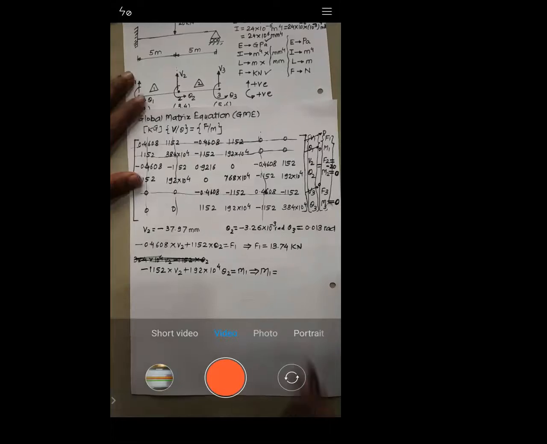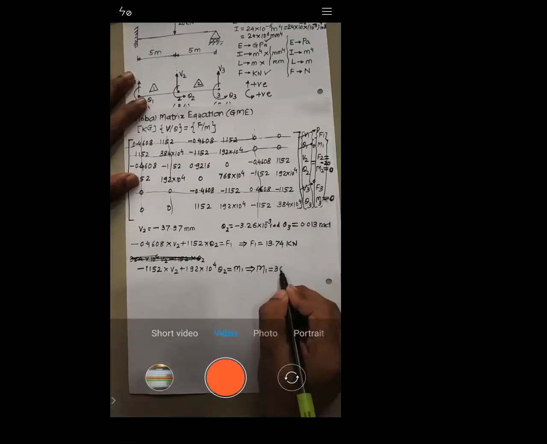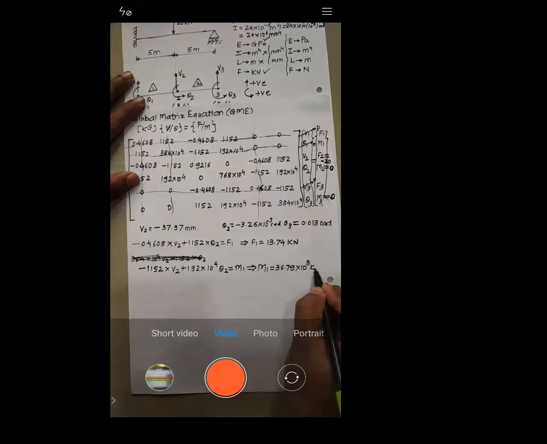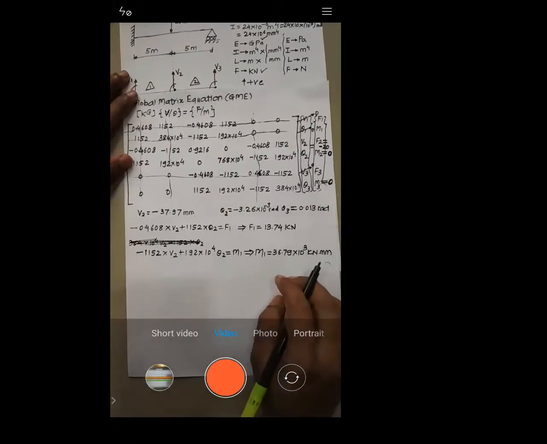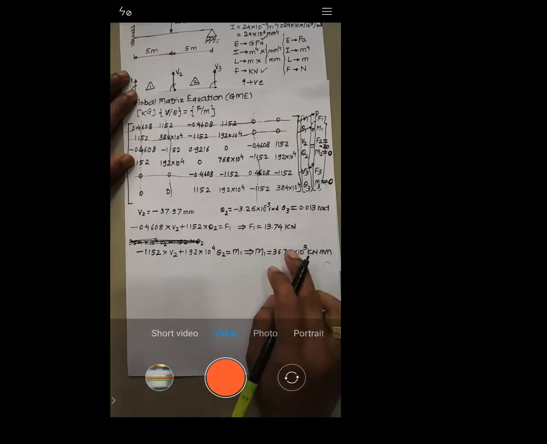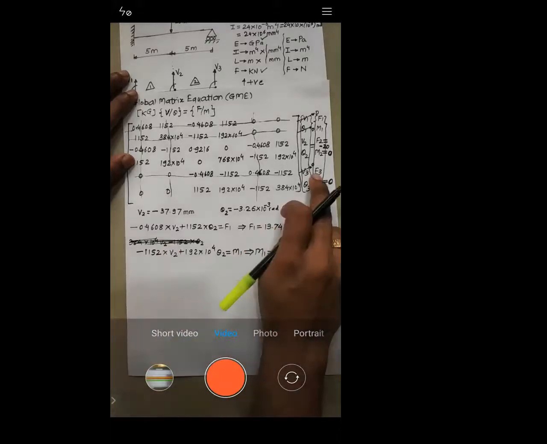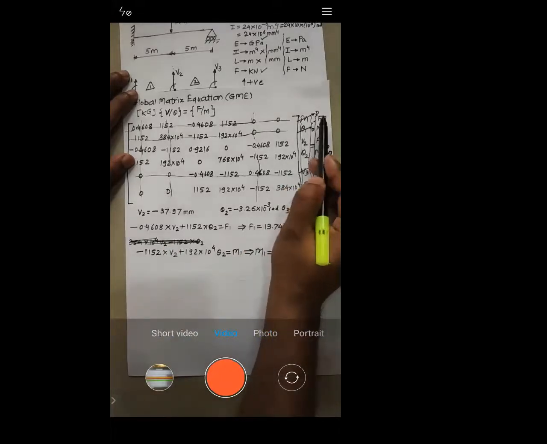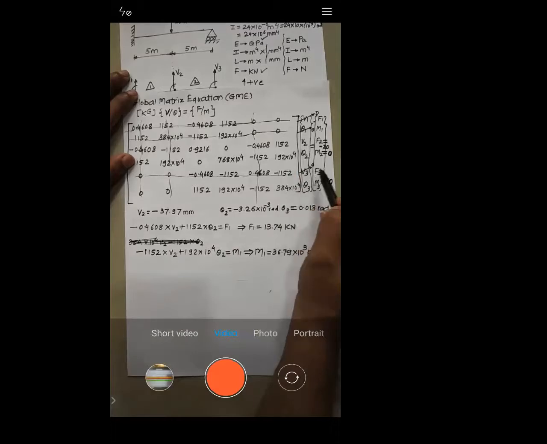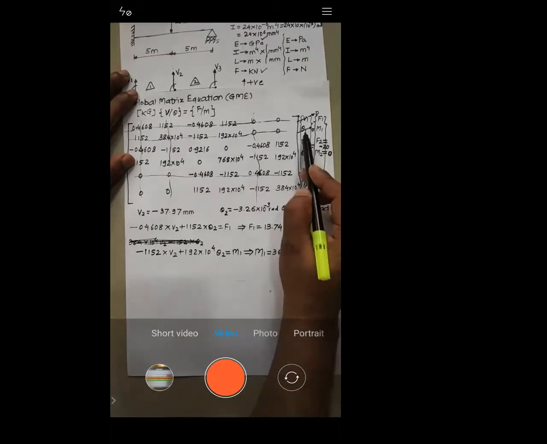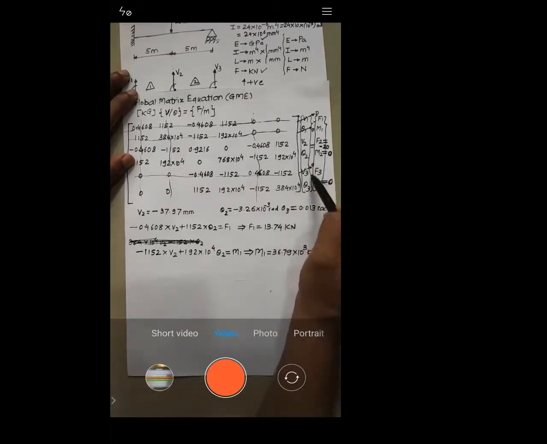36.79 into 10 raised to 3. Is it okay? 36.79 into 10 raised to power 3. This is kilonewton mm, right? Yes or no? Now we need to calculate F3. See, the point where displacement is 0, at that point we are calculating reactions. So F1 we have calculated, M1 we have calculated. Now we need to calculate F3.